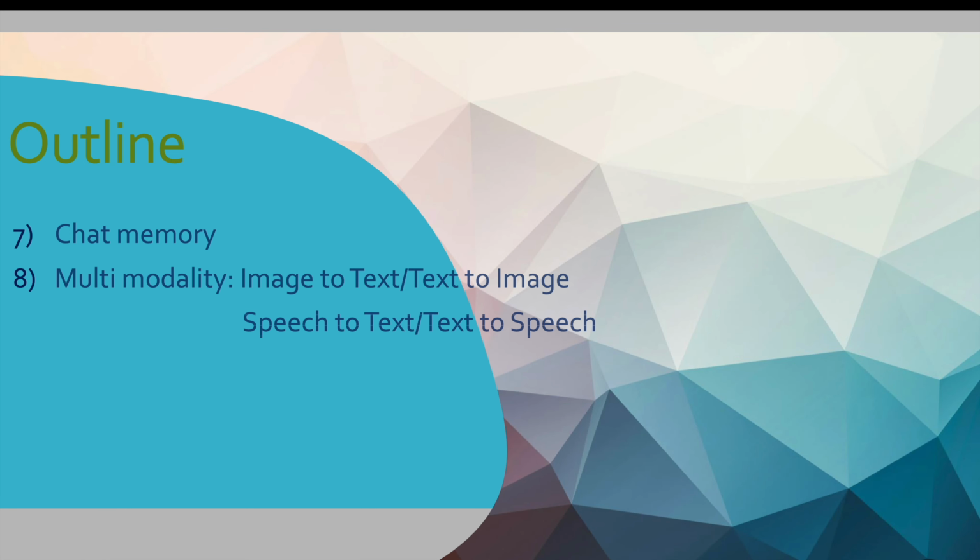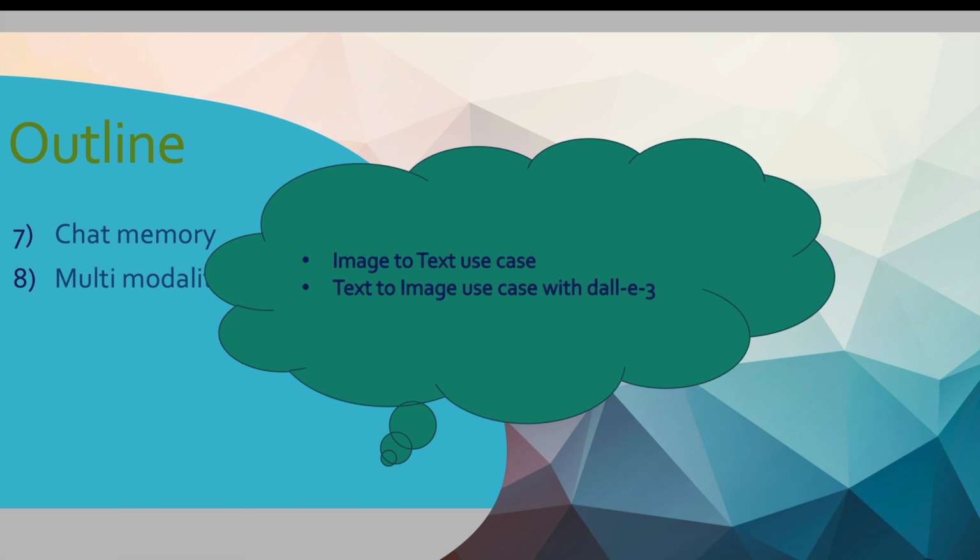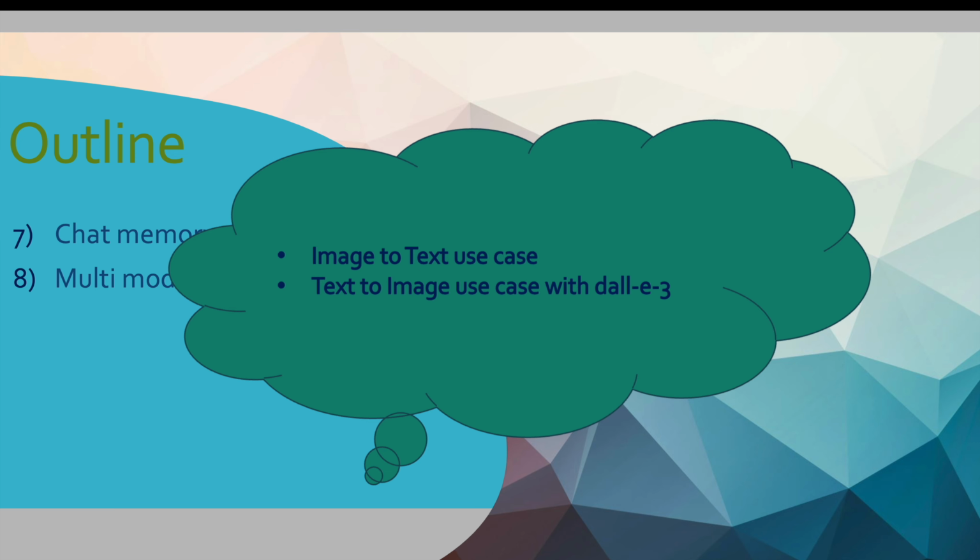In section 8, I will start with multimodality with image-to-text generation with a relevant use case to apply a visual compliance check. Then I will continue with text-to-image generation with a marketing asset generation example using OpenAI image model DALL-E 3.